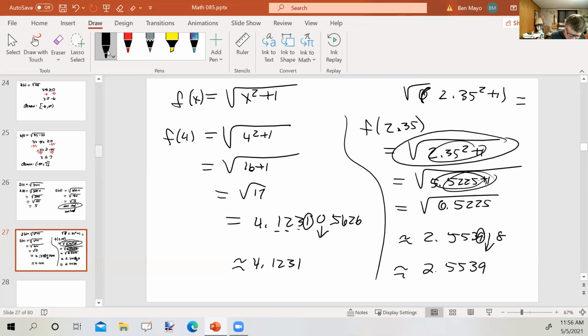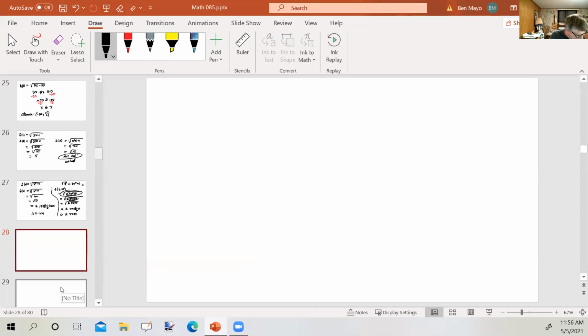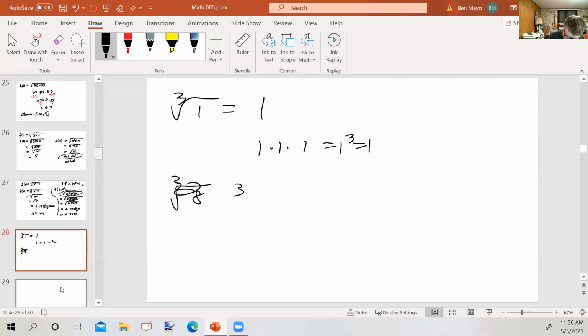Okay, so we've been dealing with square roots. Let's take a look at some other roots. How about the cube root of 1? Well, that's 1 because 1 times 1 times 1, or 1 cubed, equals 1. How about the cube root of 8? Let's write that a little nicer. The cube root of 8 is 2 because 2 times 2 times 2, or 2 cubed, equals 8.